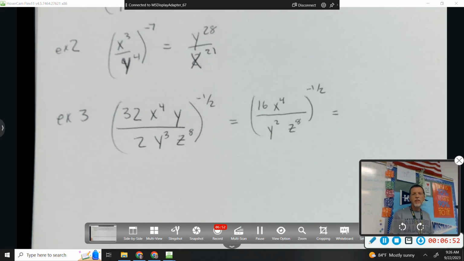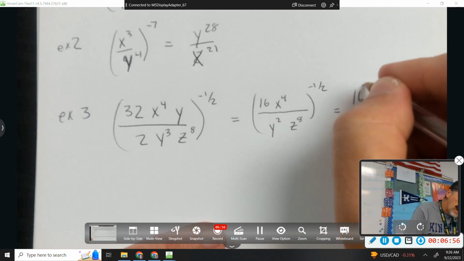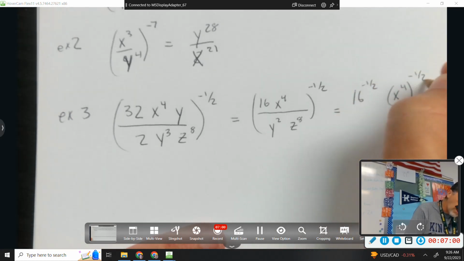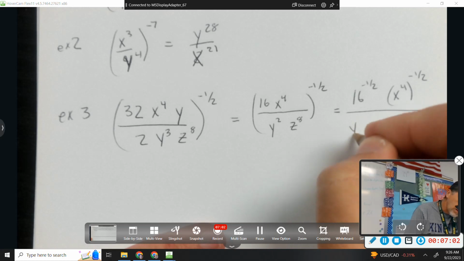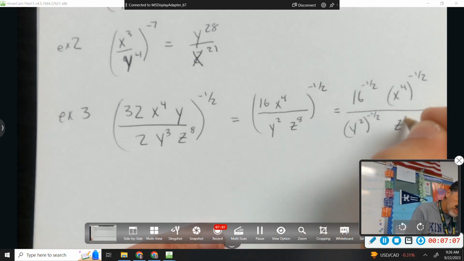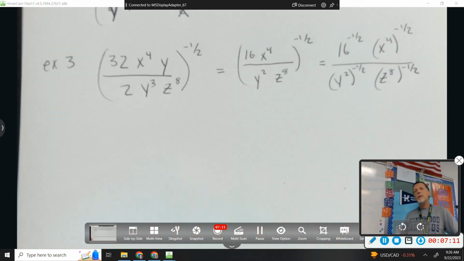Then I'm going to do a step that probably some of you won't do. I'm going to show the distribution to each exponent. Again, this might be a step that you would skip, but you could just do it. But first time through, let's be careful.